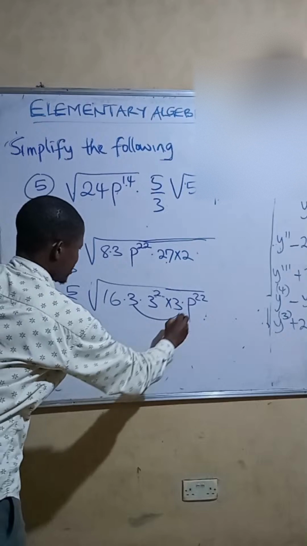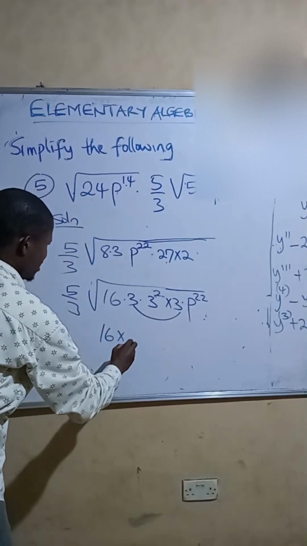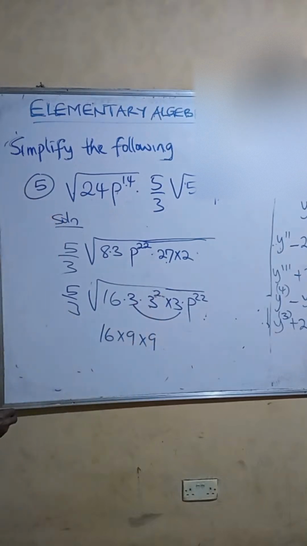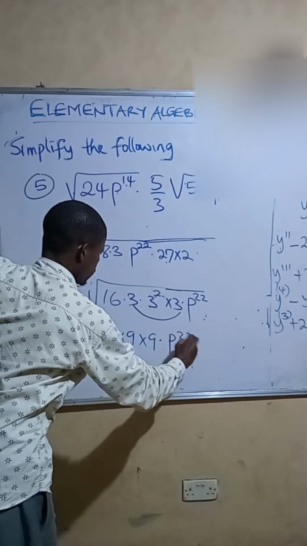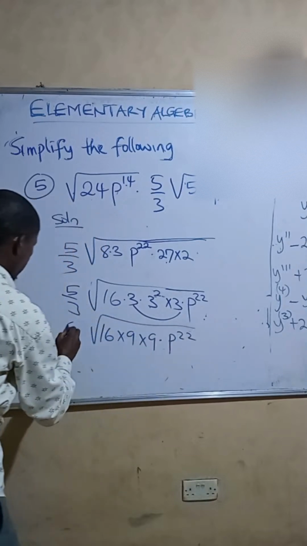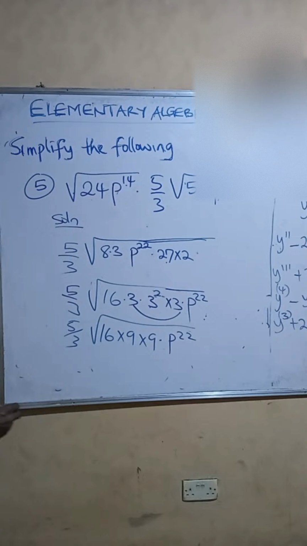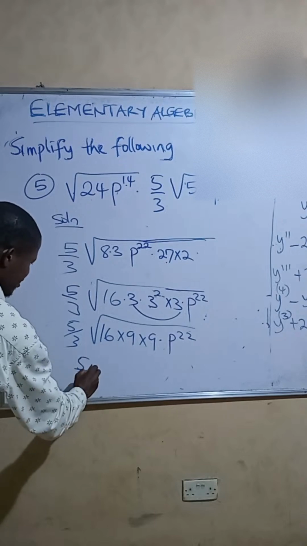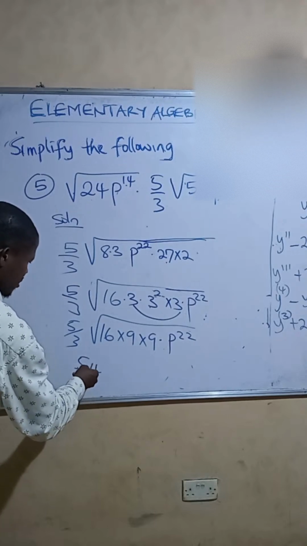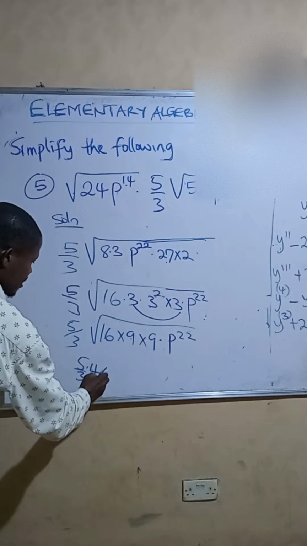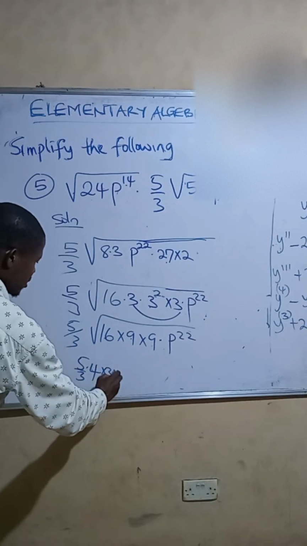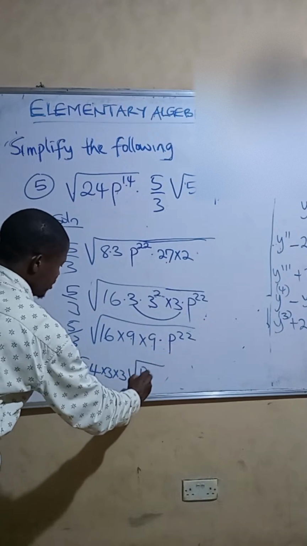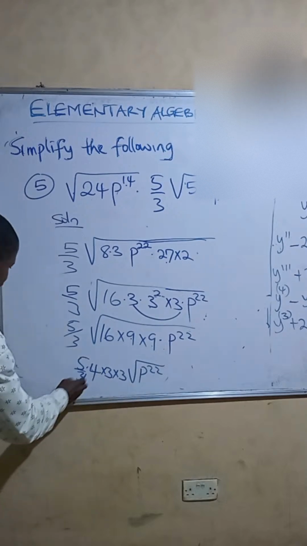So this 2, 3 and 3, that's 16 times 9, and then times 9. 3 to the power 2 is also 9. Okay, P22 square root. Don't forget your 5 over 3 here. Is that clear? So we're going to have 5 over 3. Square root of 16 is 4. Square root of 9 is 3. Square root of 9 is also 3. This P22, there is no answer for that. So we just have square root of P22.